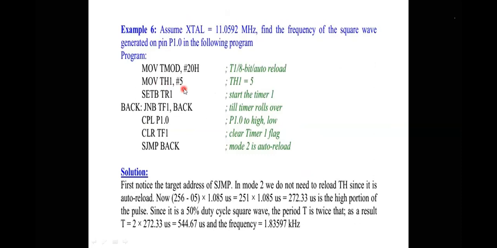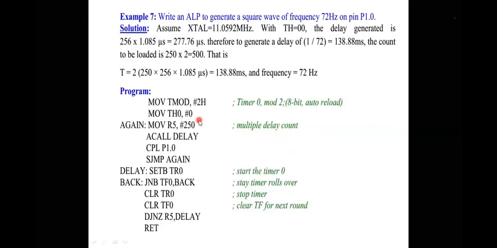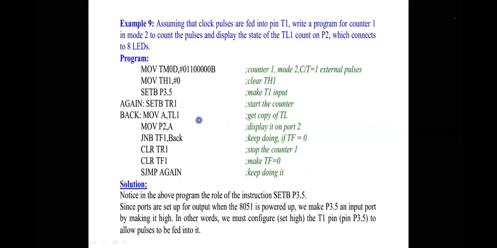See here, you initialize TH1 with the value. That means there is no need to reload the TL1 value. Why? Because whatever value you load into TH1 will be loaded into TL1. Starting the timer, it will roll over from this value. You have to continuously monitor the timer overflow flag bit. Next, you have to complement, clear TF1 and jump again. These are some programs.